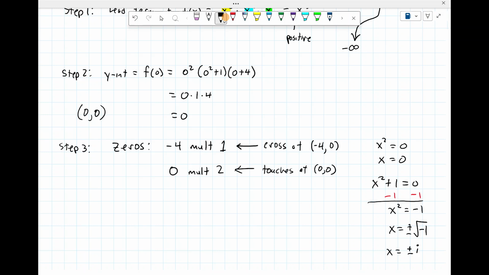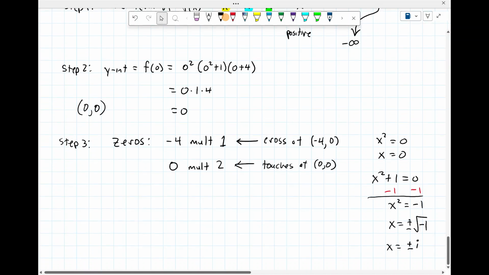This is not a real zero, which means that we will not have an x-intercept at these zeros, right? If you ever end up with a zero that is not a real number, that means you won't have an x-intercept there. So we have found two of our zeros.